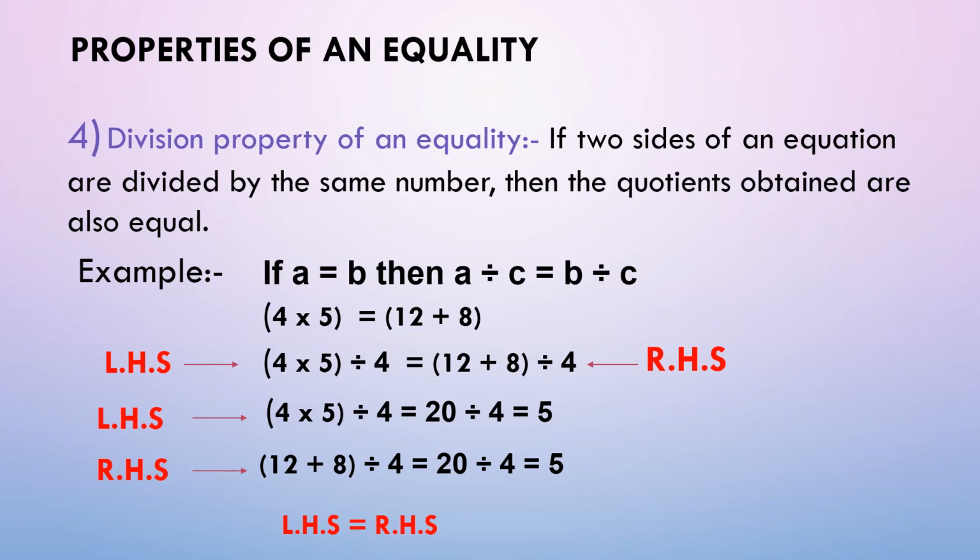Now let us simplify LHS. 4 into 5 is what? 20, and 20 you have to divide by 4. So what answer will you get? 5. Same way RHS, 12 plus 8. If you divide by 4, so 12 plus 8 is what? 20. And again 20, if you divide by 4, you will get the answer 5. So here both the values are the same. So LHS is equal to RHS. The quotient obtained is also the same.